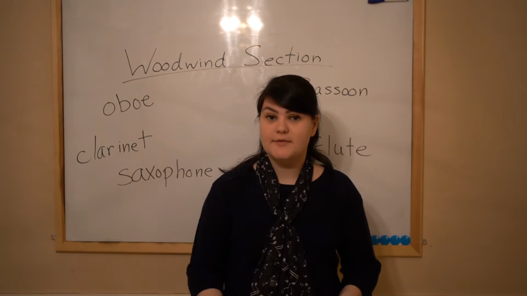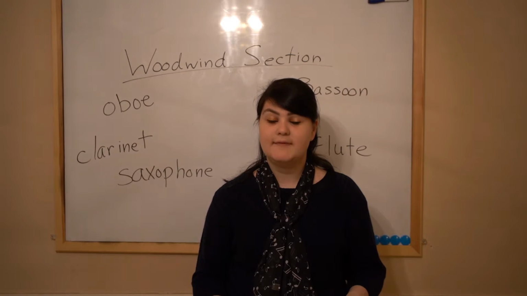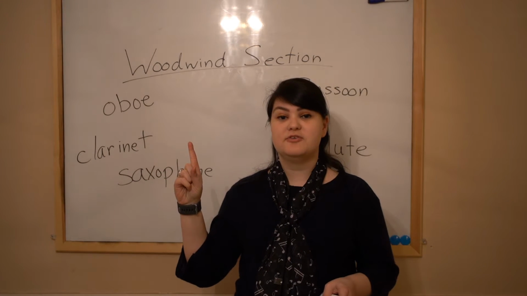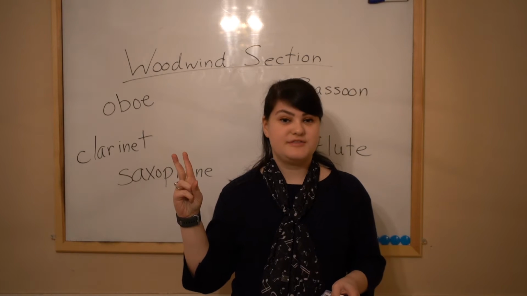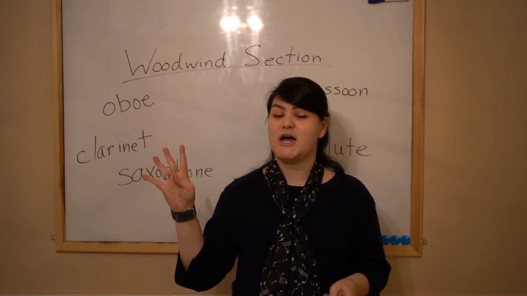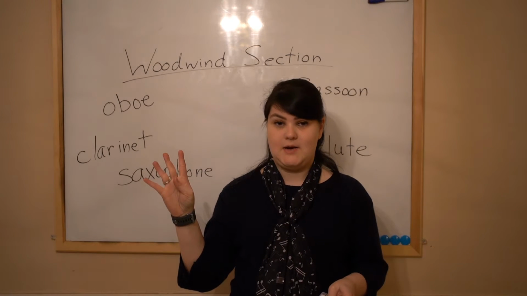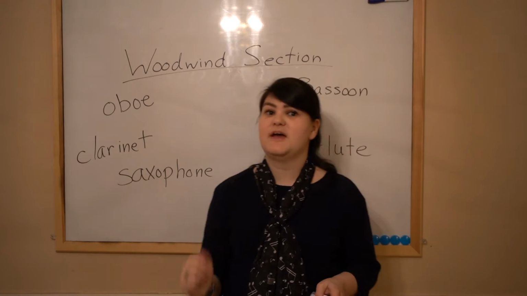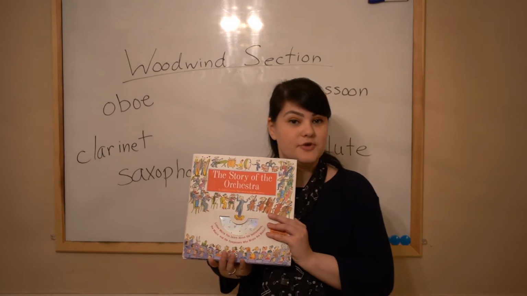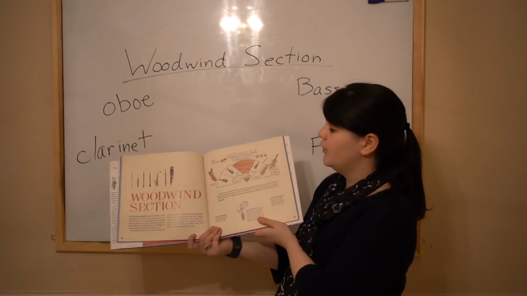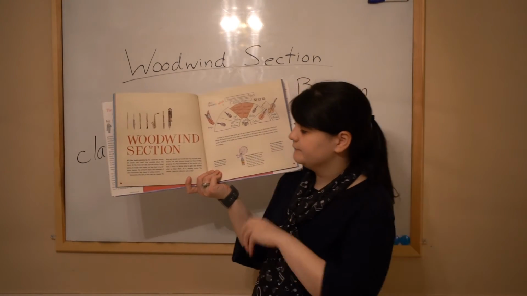Are you ready to learn another section of the orchestra? Now remember there are four: the string section, the woodwind section, the brass section, and the percussion section. Now we're learning about the second one today, the woodwind section. So let's use our book, The Story of the Orchestra, to look at the woodwind section.